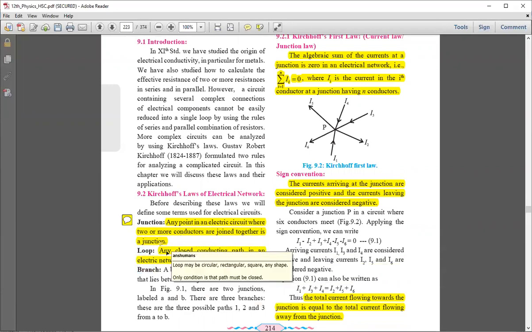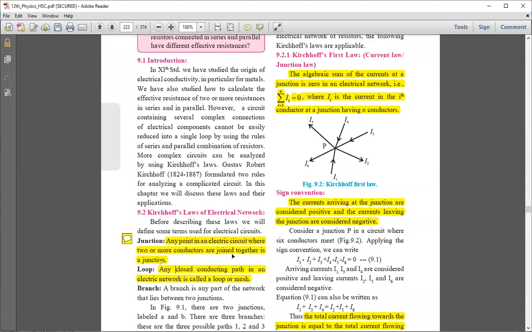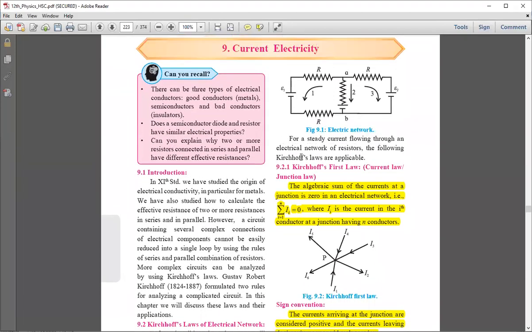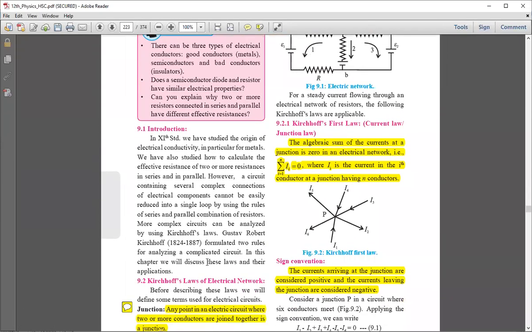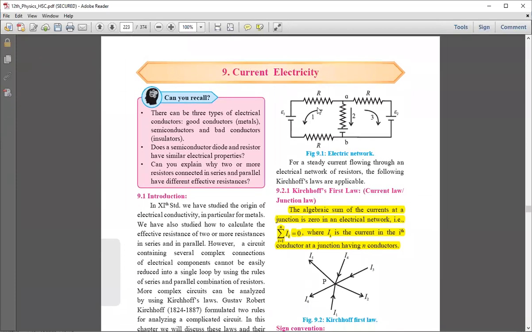So what is written here? Junction is a point in an electrical circuit where two or more conductors are joined together. So let's see a circuit as it is given here only. So this is an electrical circuit, or we can say electrical network. So let's see what are the junctions. As it is written here, it is a point where two or more conductors are joined together. So as per my understanding, a junction is a point in an electrical circuit where minimum three paths must be connected.